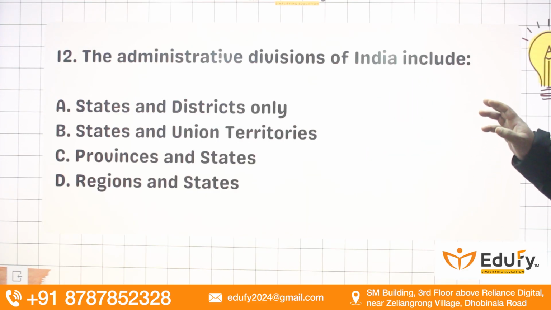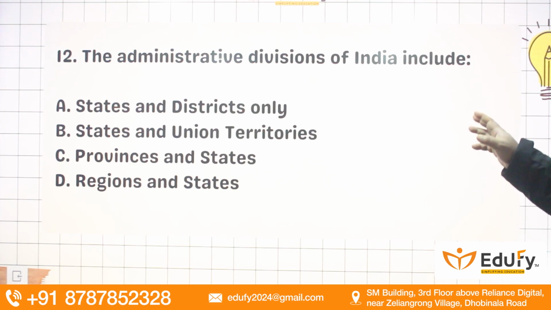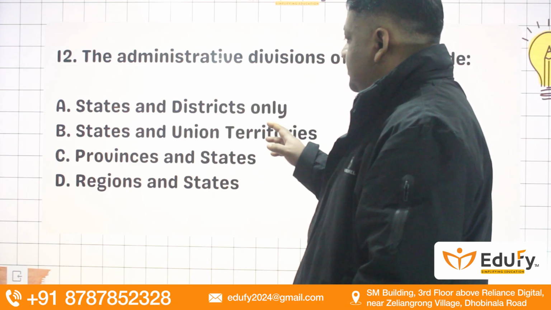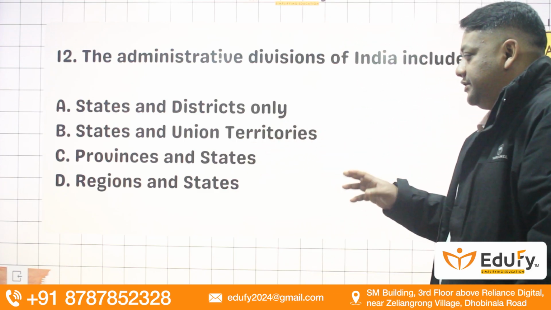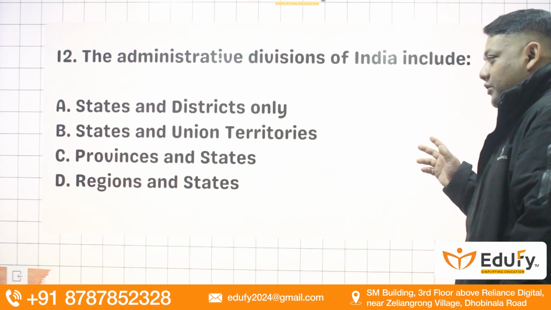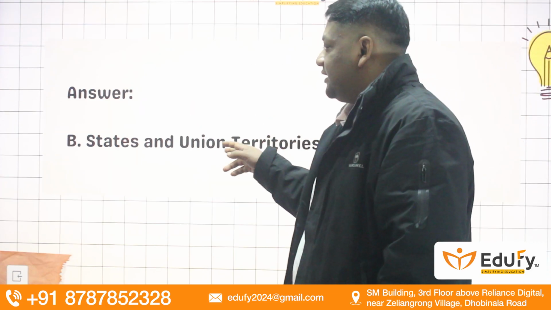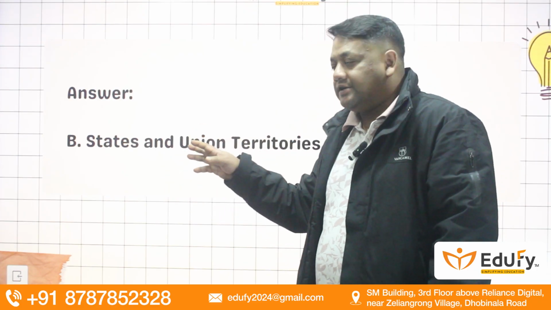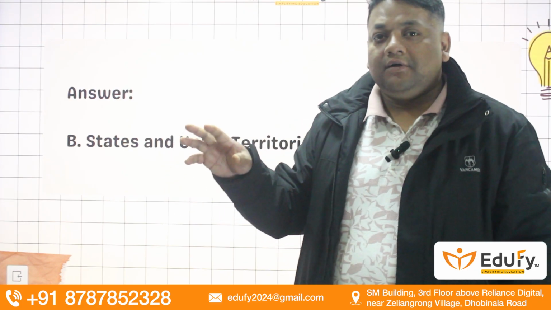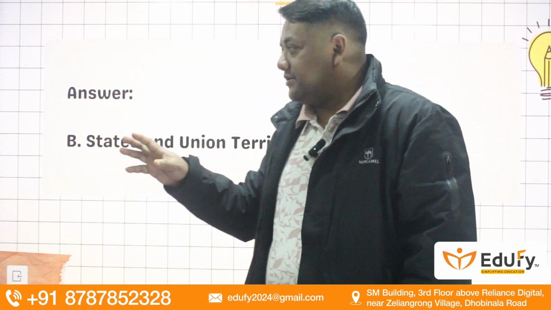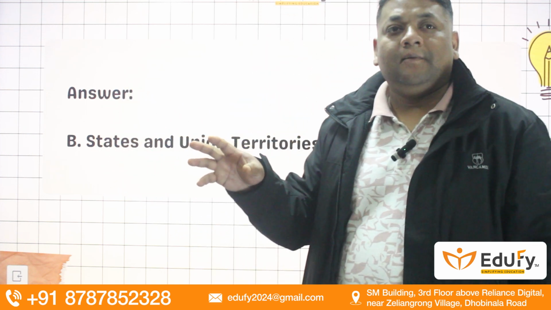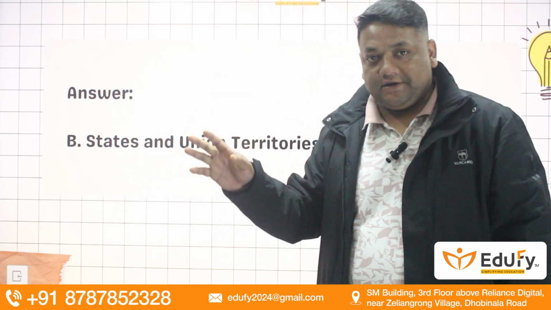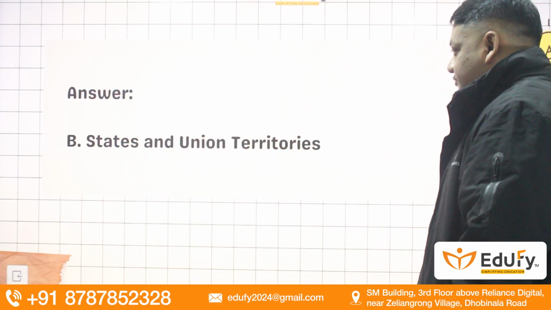The administrative divisions of India include: state and districts only, states and union territories, provinces and states, regions and states. So we all know that in India we have the states and union territories system. All right. So states are governed by the governor, who is the representative of the central government, and union territories are governed by the lieutenant governor, who is also a representative of the central government.